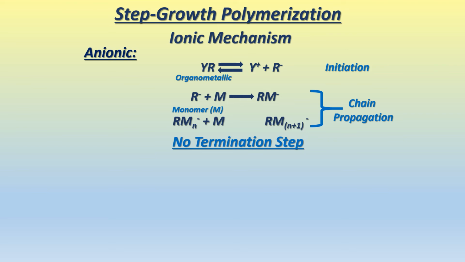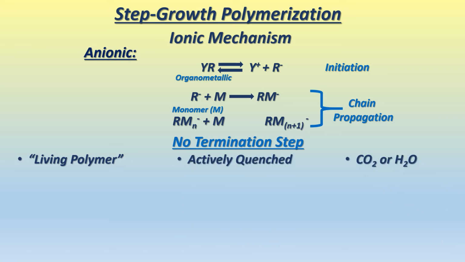At no point can two activated chains join with each other, and there is nothing to oxidize the chain present in the system. This is what's known as a living polymer. It is actually the most controllable type of polymerization, allowing you to get very specific amounts of molecular weight and monomer included in each chain. You choose when to actively quench it by either adding CO2 or water into the system. That's the only thing that will stop the chain from propagating.